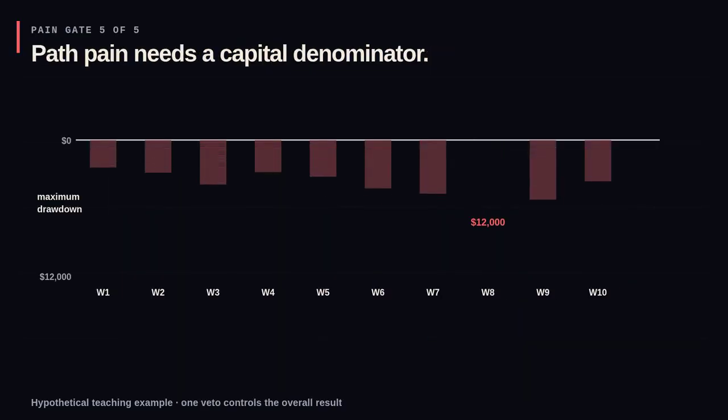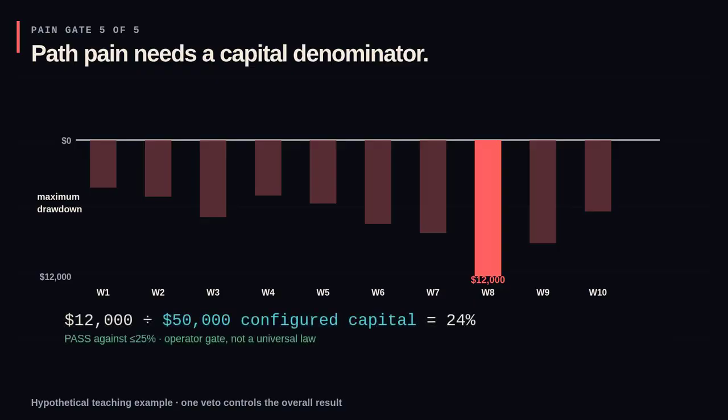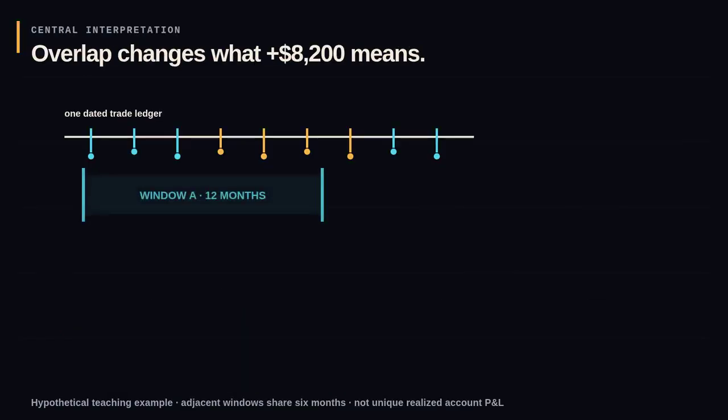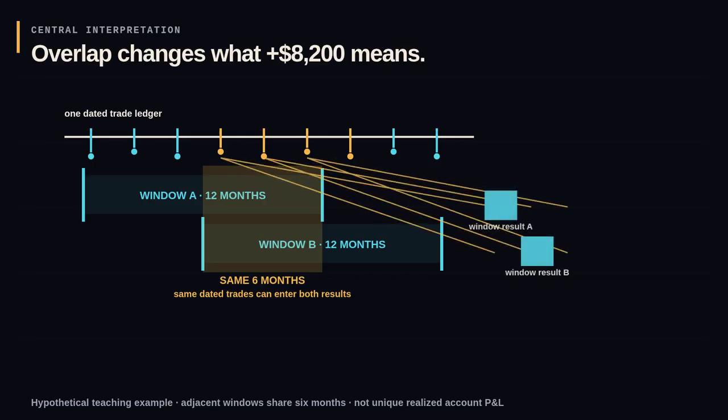Now read the aggregate correctly. Each window lasts 12 months. The next starts 6 months later. Neighbors share 6 months, so the same dated trades can appear in 2 results. That overlap checks the frozen strategy from more starting points, but changes the meaning of the sum. Plus $8,200 is a gate aggregate across overlapping windows. It is not unique realized account profit and must not be chained into an equity curve as if capital earned every window once. A failed window is evidence, not an invitation to edit history.